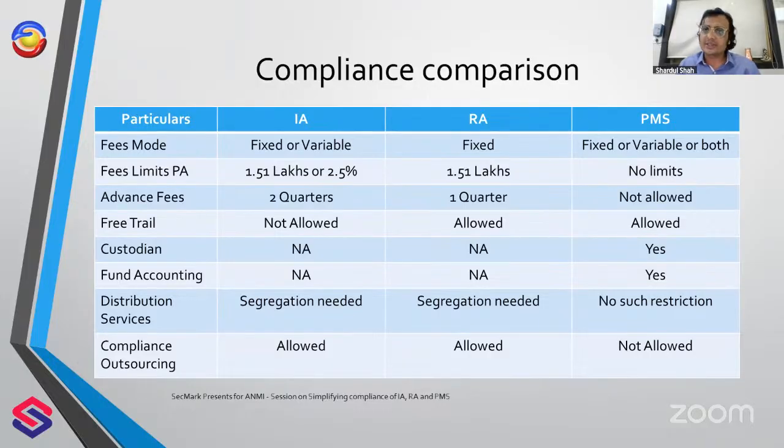Few more comparisons are there on the compliances. One of the critical ones here will definitely help you derive which license to opt for: the mode of fees you can charge to the customer. Under the IA license, you can charge either fixed mode or variable basis. However, under research, only fixed mode is permitted for charging the customer.